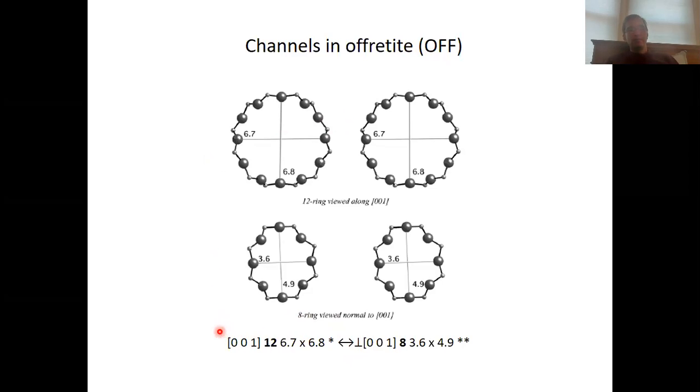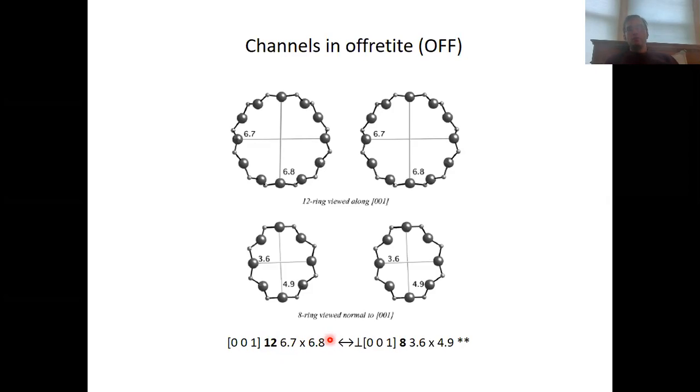So we have here channels that run in 001 direction, and they run in 001 direction only because of these brackets here. So this 12 here indicates that we have 12 membered rings made of 12 tetrahedral centers, and these channels have dimensions of 6.7 times 6 times 8 angstrom respectively. So these channels are one-dimensional.